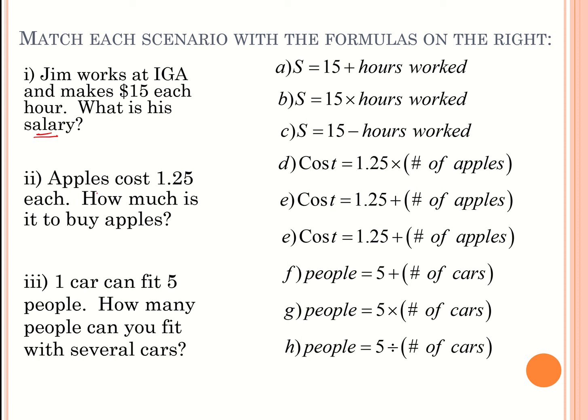Number two is, hey, you go buy apples. Apples cost $1.25 each. How much does it cost to buy a bunch of apples? Which one of these formulas is the equation for the cost to buy a bunch of apples? And the third scenario is one car can fit 5 people, and how many people can you fit with several cars? So the formula you want is the number of people you can fit in, if you're given a number of cars.